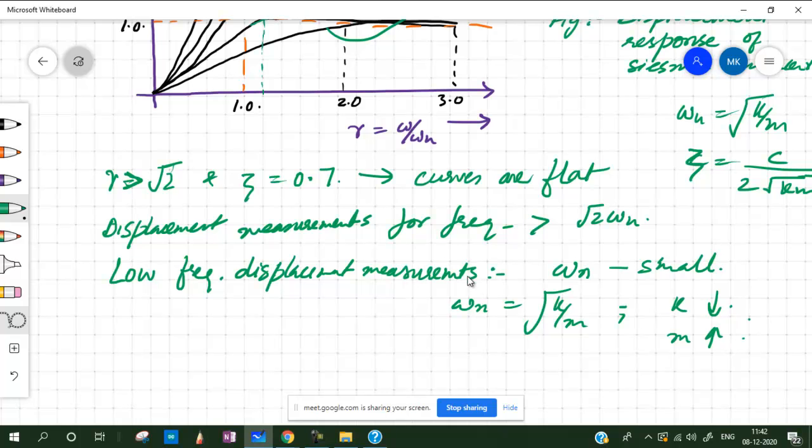So which means that we have to reduce the k, which means we can use a soft spring. ठीक है, or we have to increase the mass, but obviously we have to balance it with these things.